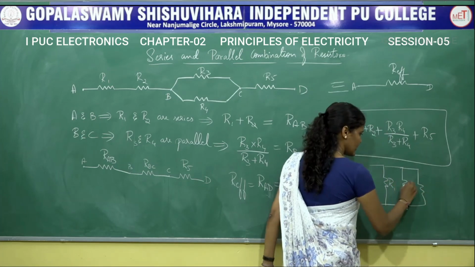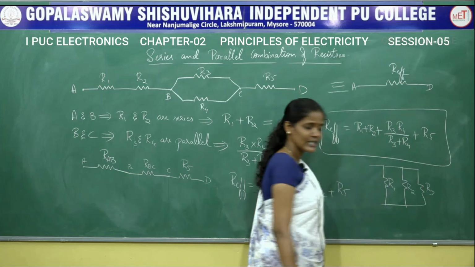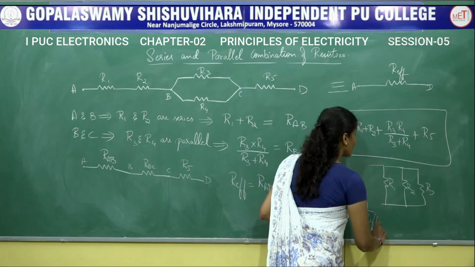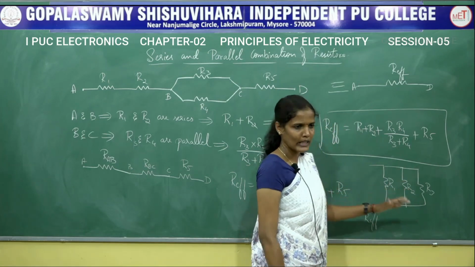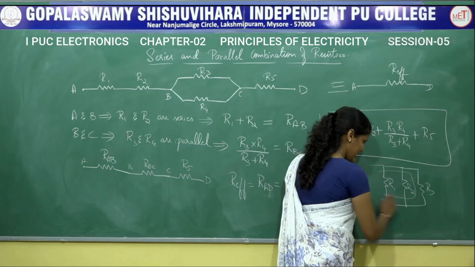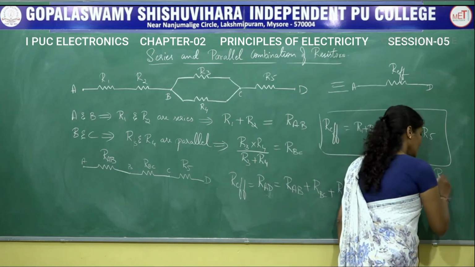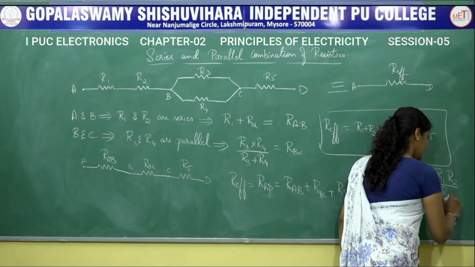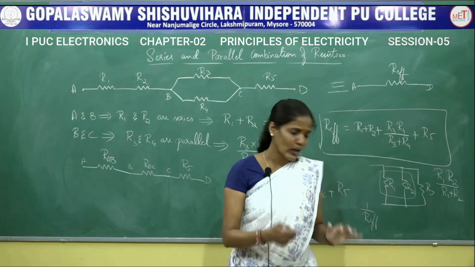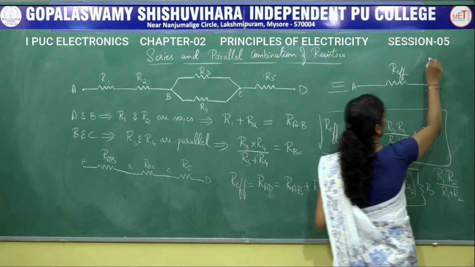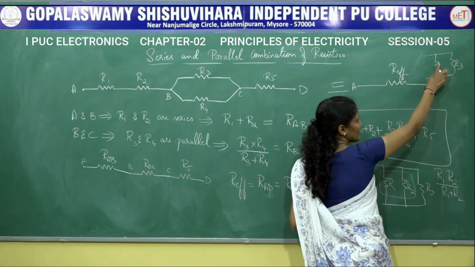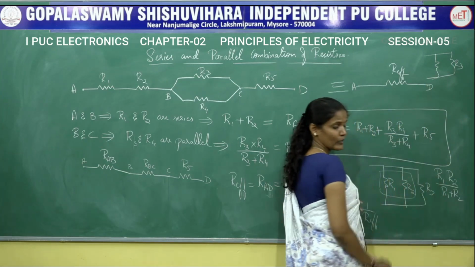In this way, three resistors R1, R2, R3 are connected in parallel. Instead of calculating 1 by R effective is equal to 1 by R1 plus 1 by R2 plus 1 by R3, if you feel it is difficult, consider only these two resistors at once and use the direct formula R1 R2 divided by R1 plus R2 and calculate. You are going to get a single resistance. Once you get that single resistance value, you will be getting a simple diagram where R3 is given and this value will be the answer of this particular equation.